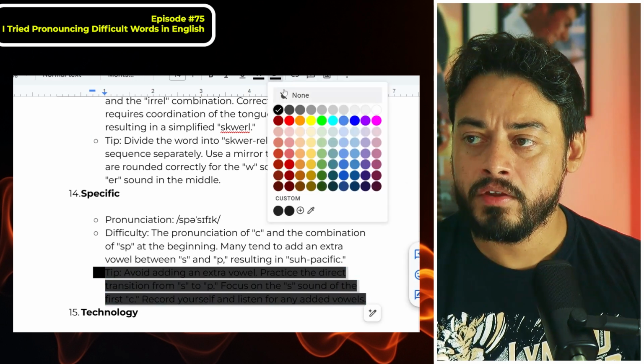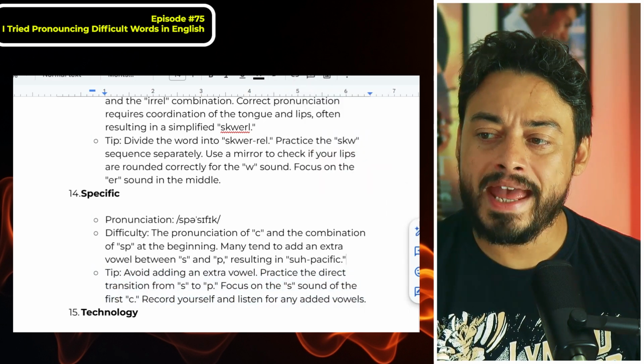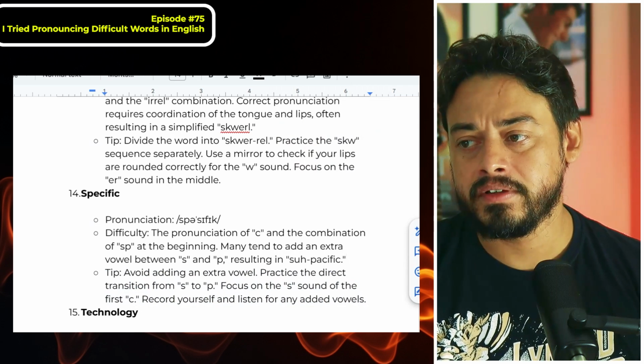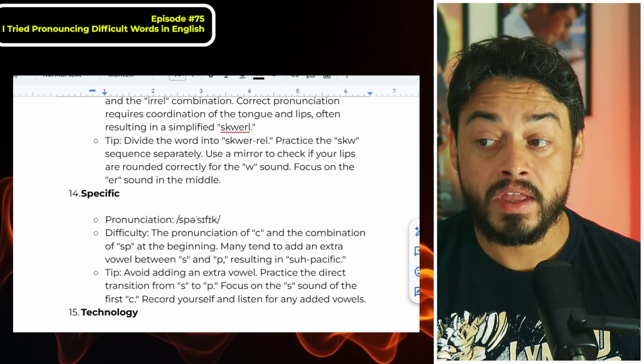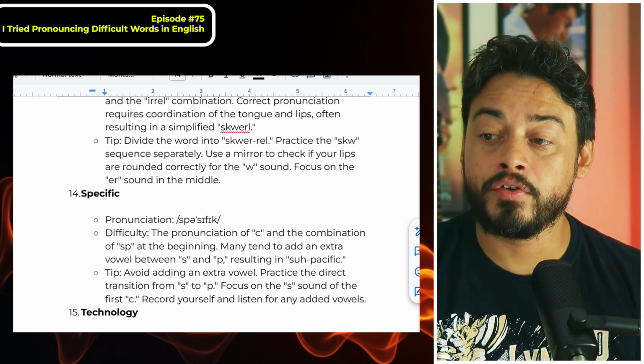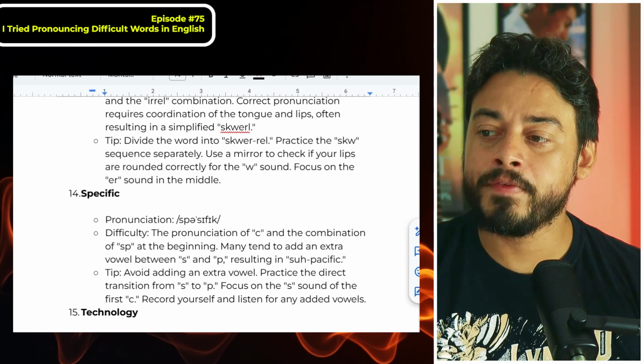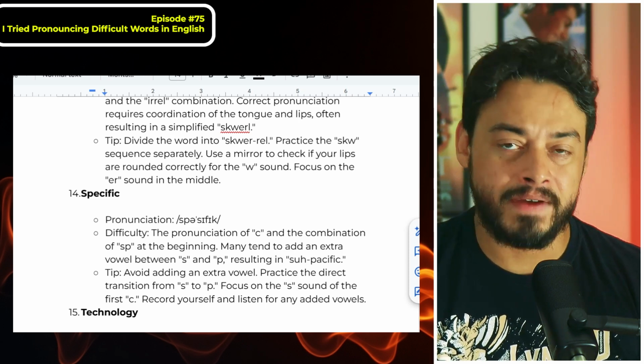All right? Here's another tip. Avoid adding the extra vowel. Like I said, practice the direct transition from S to P and focus on the S sound of the first C. Record yourself and listen for any added vowels.